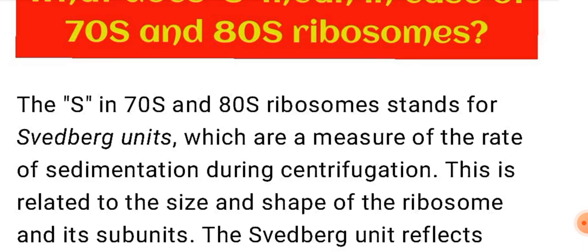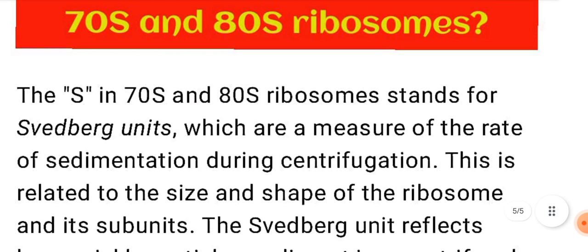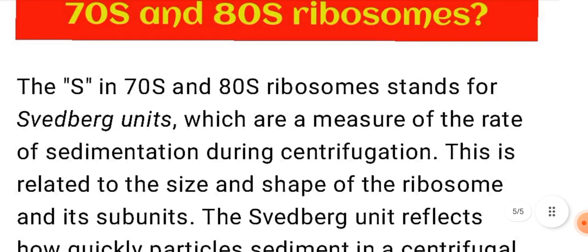So this is a rate of sedimentation: how fast they sediment, and the layer of sedimentation formed during centrifugation. We measure the rate of sedimentation through this unit. So these are the Svedberg units. In case of 70S ribosomes, the rate of sedimentation is 70.